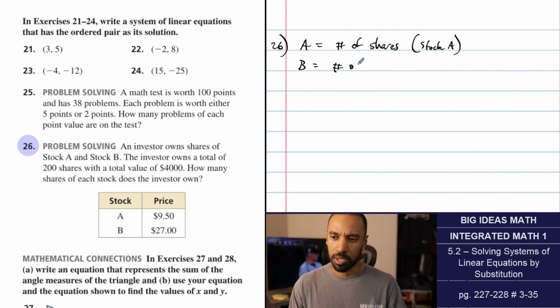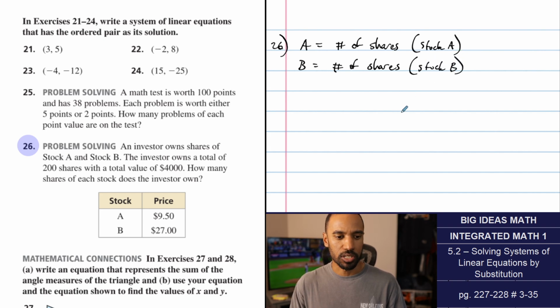And number of shares of stock B. Number of stock B shares. All right, two different equations. How many shares total? 200. We add A and B, and we get a total of 200 shares.